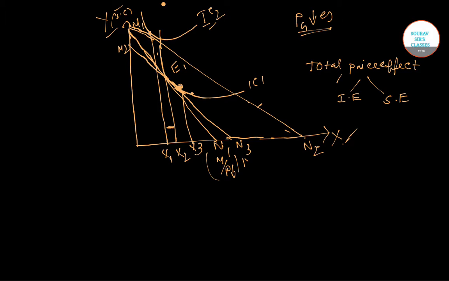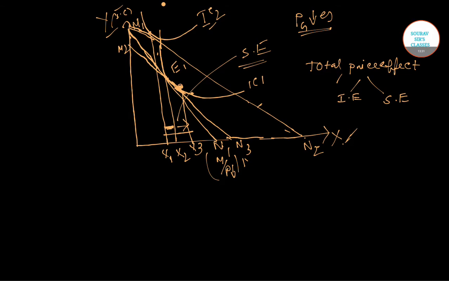Now here the quantity demanded for X has increased from X1 to X3, as you can see. This shift is known as the substitution effect. And what is the income effect? The income effect is basically this minus X1 X3, which must be negative.